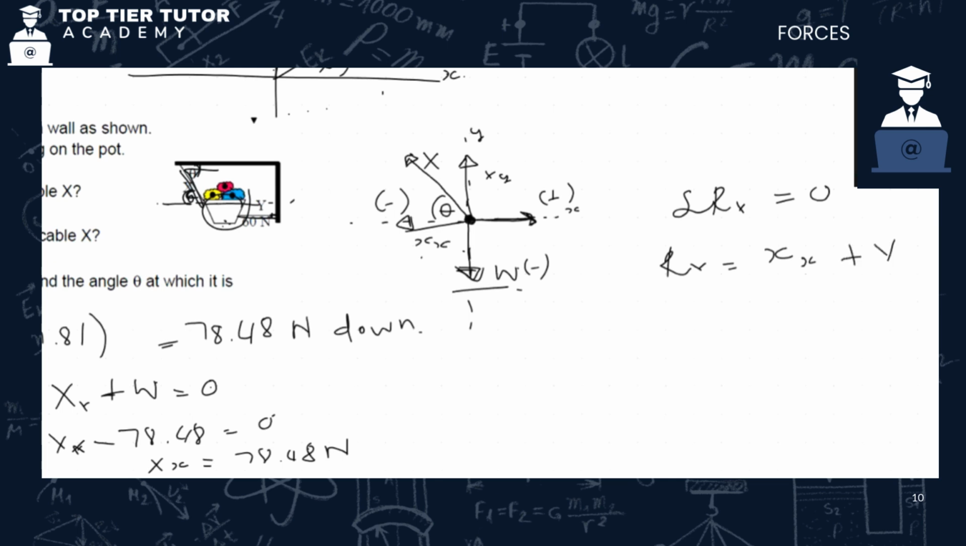Now, because the y cable is going to the right, it would be a positive 60. And if we go to the other side, we will get that the x component of our x cable is 60 newtons.